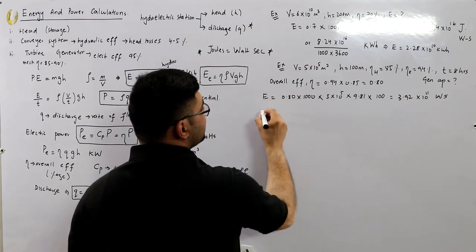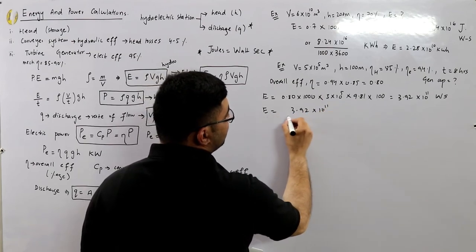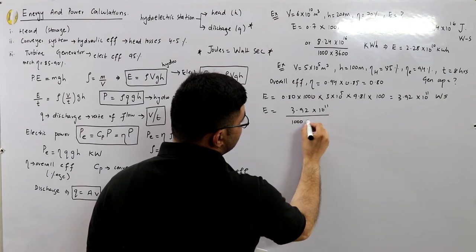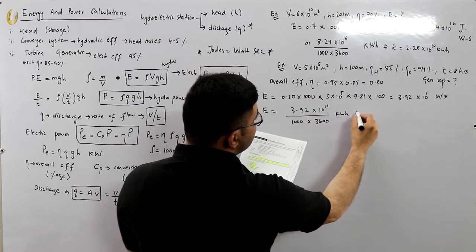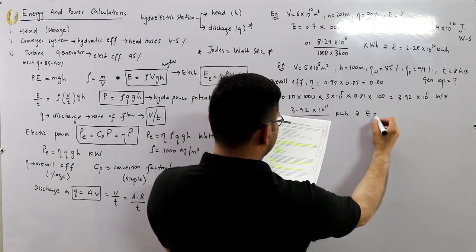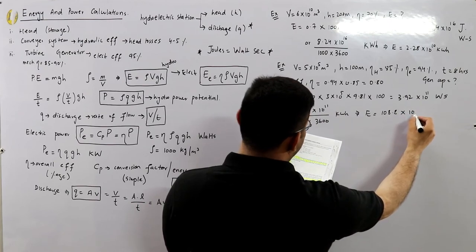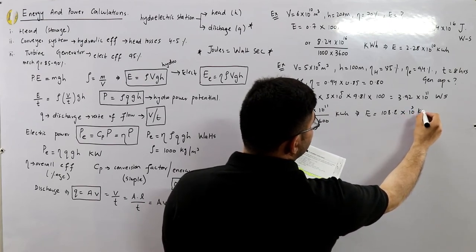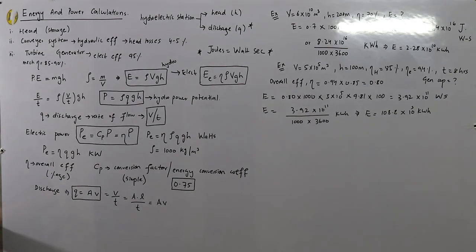Now converting this to kilowatt hours, you have 3.92 into 10 to the power 11 divided by 1000 and 3600. So this would give you kilowatt hours, which implies the energy units are 108.88 into 10 to the power 3 kilowatt hours. So I've got my energy units.